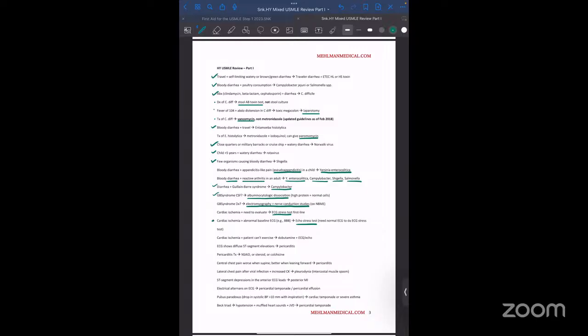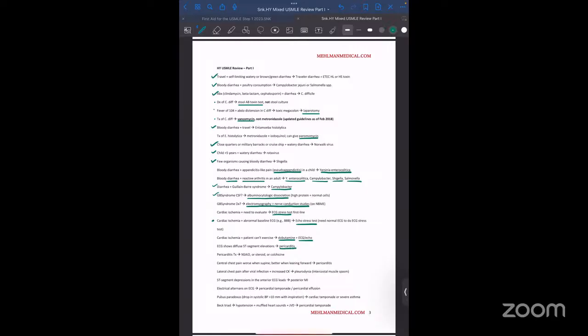Cardiac ischemia, but patient cannot exercise, then we give dobutamine. This is a chemical way to stimulate the heart, mimic exercise. So dobutamine plus echo. ECG shows diffuse ST segment elevations. This is pericarditis.